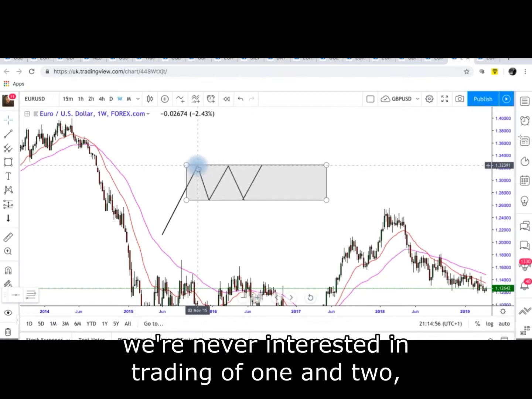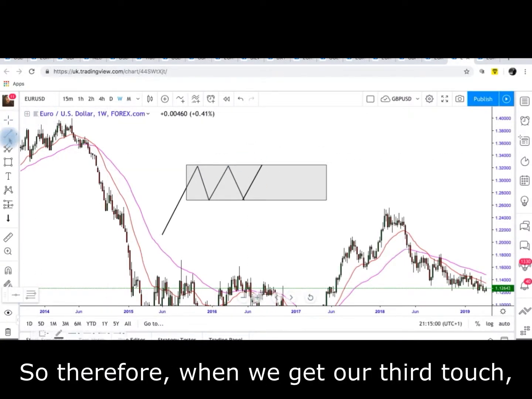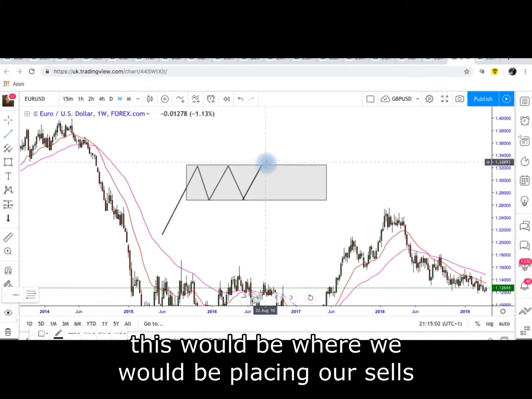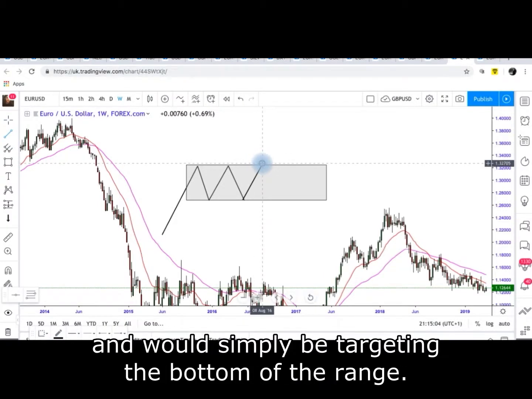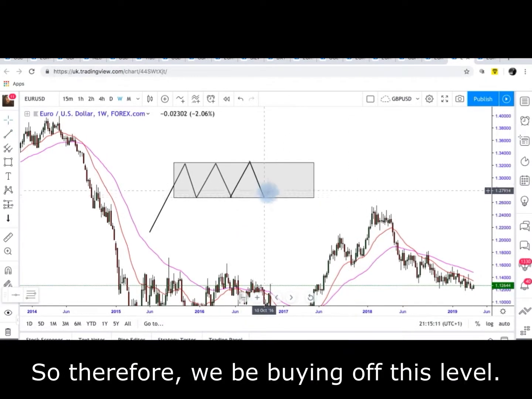We're never interested in trading off 1 and 2. We're only interested in trading off 3. So when we get our third touch, this is where we would be placing ourselves, and we'd simply be targeting the bottom of the range. And again, we've now created the third touch at the bottom, so we'd be buying off this level.